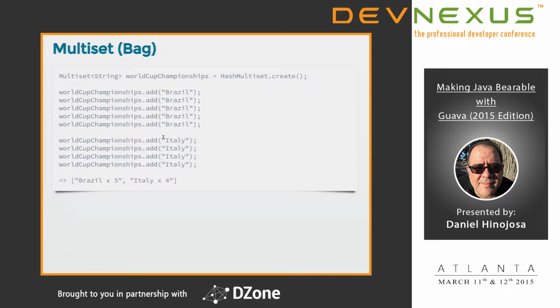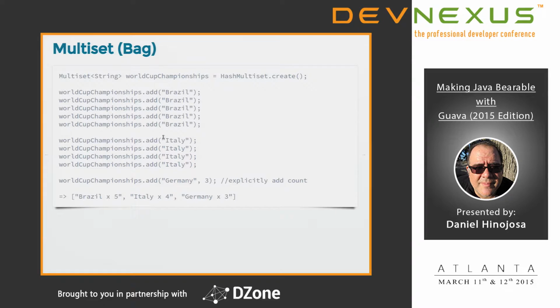All right, so Brazil I have 5 times. Italy I have 4 times. So I'm adding Brazil 5 times. I'm adding Italy 4 times manually. So what I'm going to get as a toString representation from this particular bag is Brazil times 5 and Italy times 4.